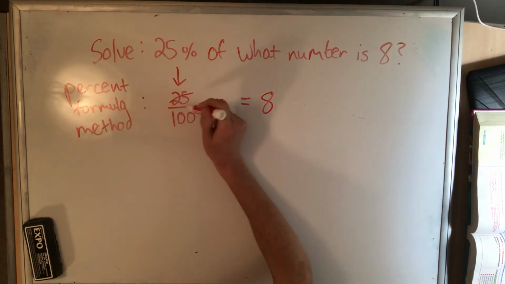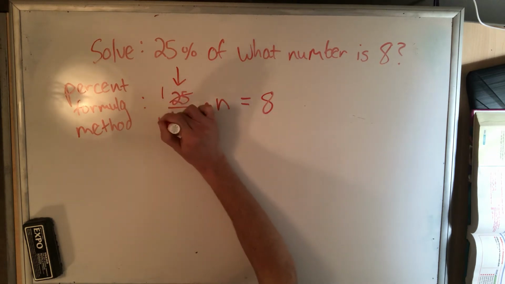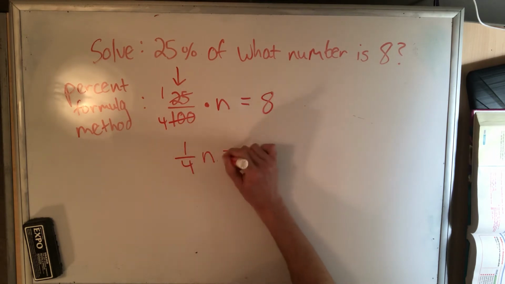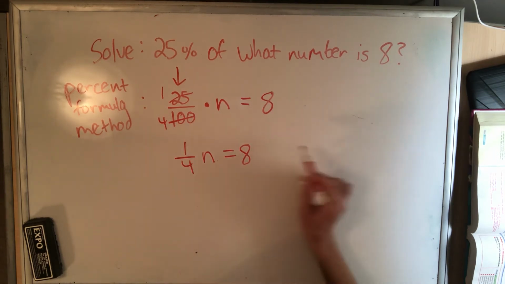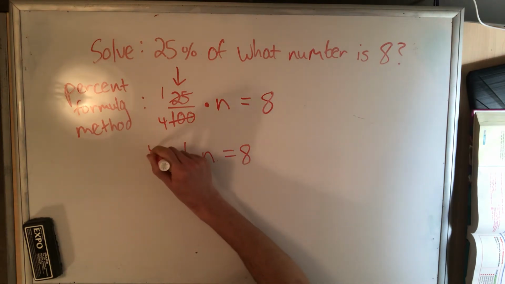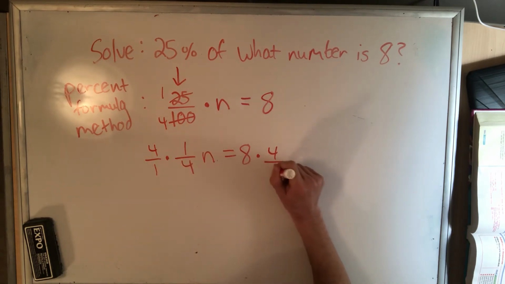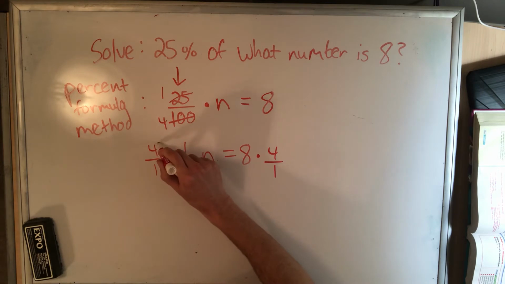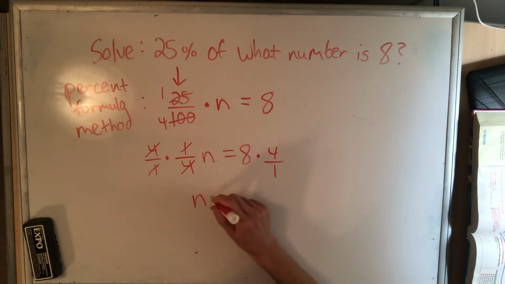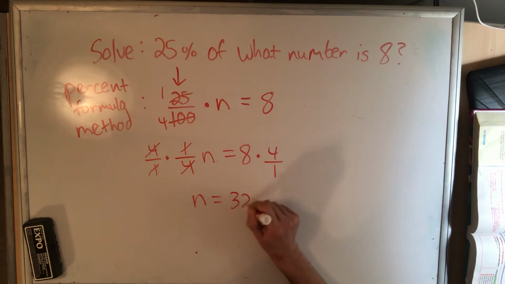25 and 100 can each be divided by their greatest common factor, 25, to get 1 and 4. 1/4 times n is 1/4 n. And then to get rid of a fraction that's multiplying a variable, multiply each side by the reciprocal of the fraction, flipped upside down. Now we can cancel out 4 on top with 4 on the bottom, and 1 on top with 1 on the bottom when multiplying. 8 times 4 is 32. 32 divided by 1 is 32, so n equals 32.